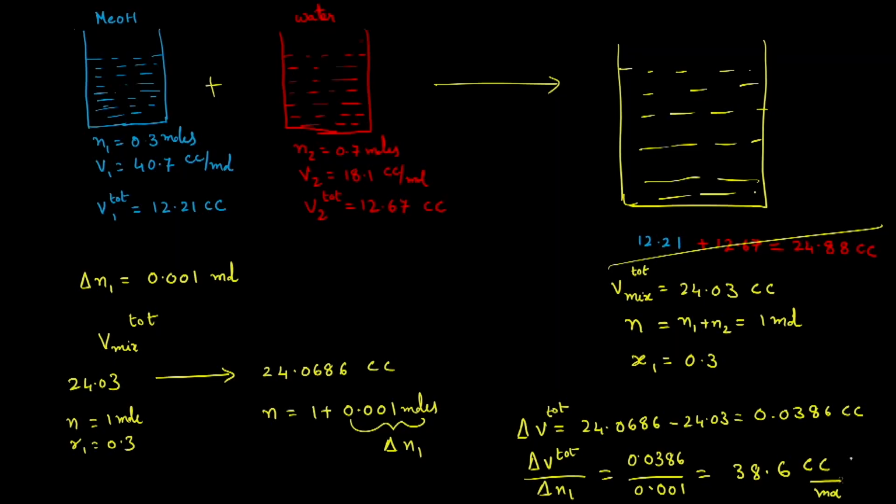And note that this value is not equal to V1, the molar volume of methanol. Molar volume for methanol is right here, 40.7 cc, whereas when I divide the volume change by the number of moles I have added, what I get is 38.6 cc. So this number is different from 40.7 cc, as you would expect once we looked at the first scenario, that when I add, the volumes simply don't add up. So when I add additional moles, the volume change is not going to be directly proportional to the molar volume of methanol. This is an important observation.